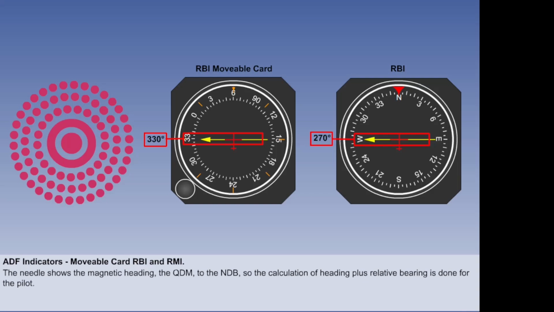The ADF needle on both RBIs points in the same direction to the NDB. The number on the basic RBI shows 270. But now, the number on the RBI with the movable card to which the needle is pointing is 330 degrees. The number 330 reflects the heading of 060, plus the relative bearing of 270. In other words, this is the magnetic track, the QDM, to fly to the NDB.